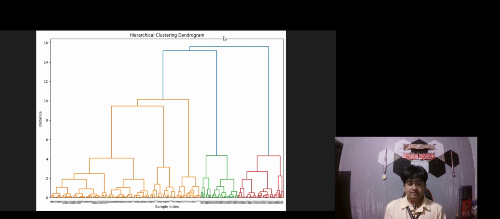On the x-axis, we have the individual customer data points, while the y-axis shows the distance or dissimilarity between clusters as they merge. At the bottom, each customer starts as its own cluster. As we move up, similar customers are merged into larger clusters, and the height of the merge represents how different they are.